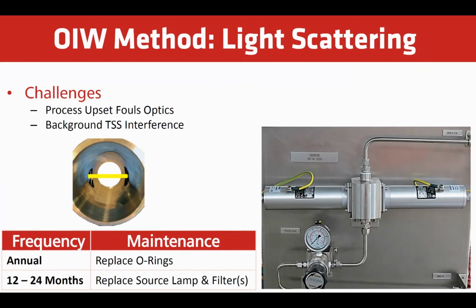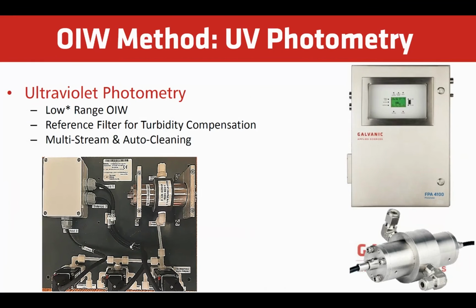Challenges associated with light scattering analyzers are primarily process upsets. Being an optical device, if the optics get fouled, the results are no good. Process upsets would require frequent cleaning of the optical components. This method is also susceptible to interferences from background suspended solids. Scheduled maintenance for light scattering analyzers is annual O-ring replacement and replacing the source lamp and filters every 1 to 2 years.